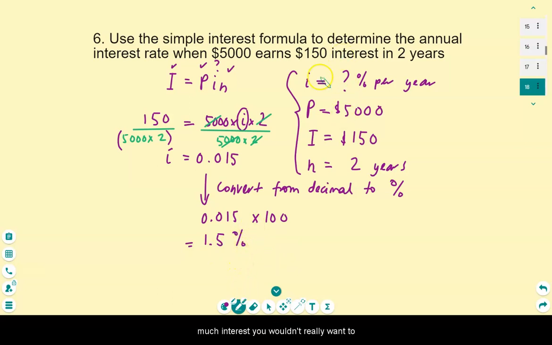1.5%. So it's not really earning too much interest. You wouldn't really want to put your money in that bank account. I mean, maybe. I don't know.